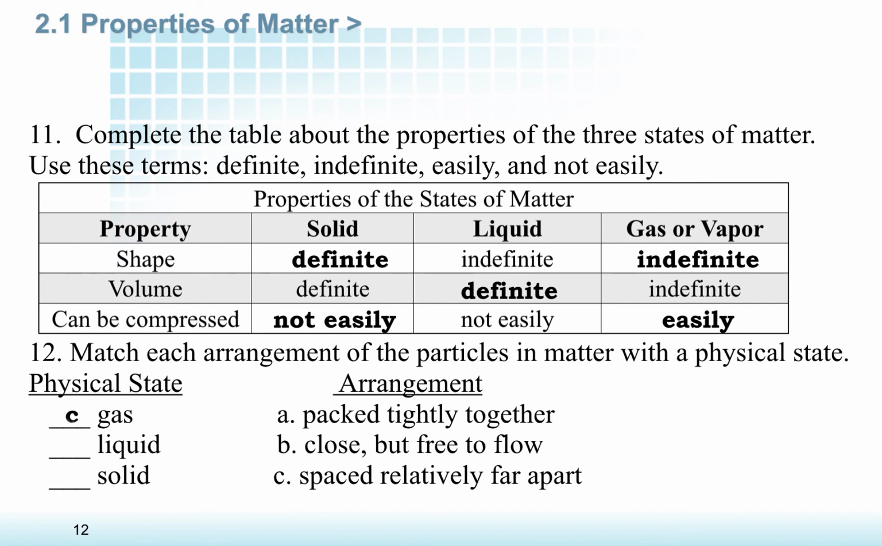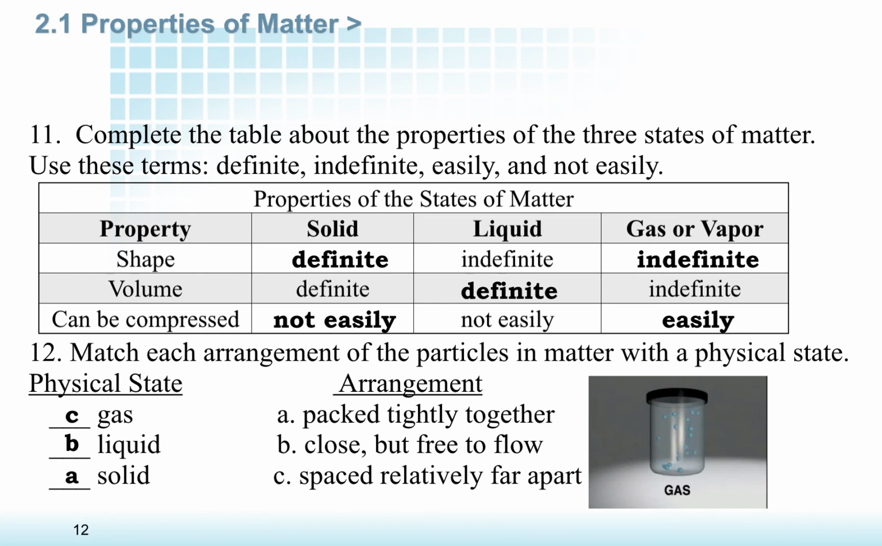Now, arrange the particles in the proper arrangement for each state. So a gas is C, spaced relatively far apart. A liquid is B, they're close but free to flow. And a solid is A, it's packed tightly together, it does not flow.